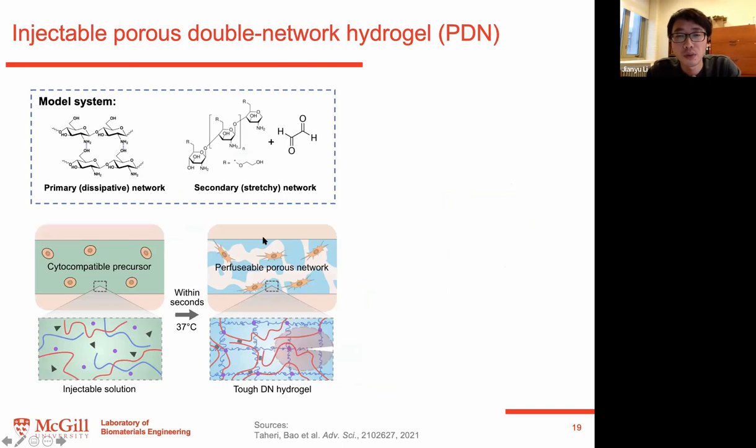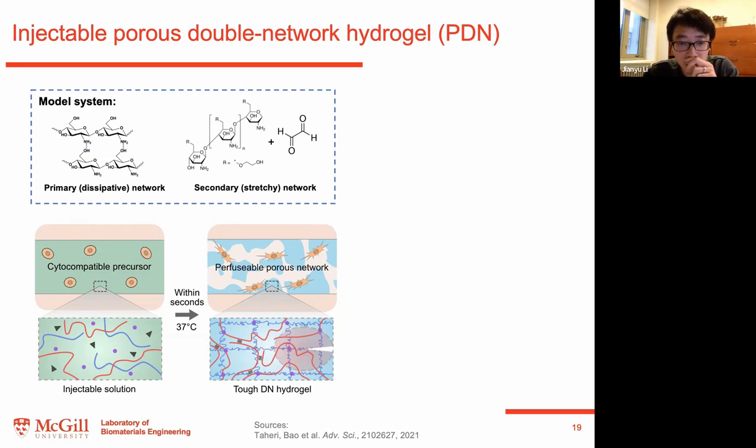Okay, and throughout this study, we also recognize the limitations of this material system, particularly that the mechanical property of this physically crosslinked matrix is not sufficient. So the following work we just recently released online in Advanced Science uses a double network strategy to reinforce the mechanical property of those hydrogels.